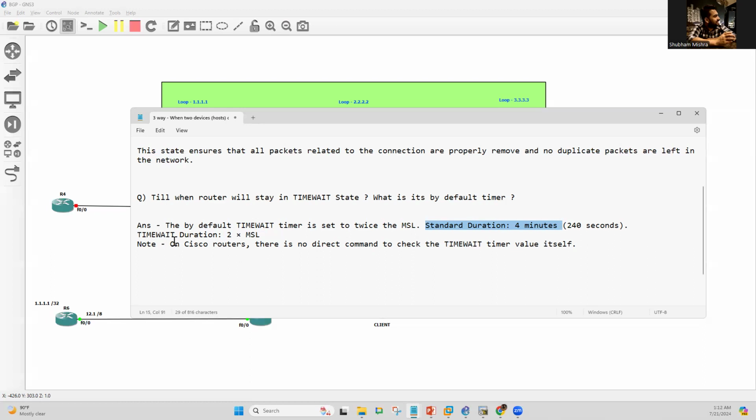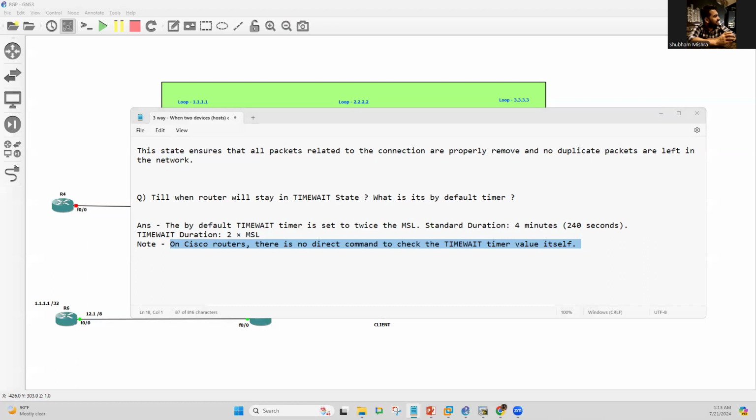Yes or no? On a Cisco router, there is no direct command to check the time wait timer value itself. There is no command by which you can check the time wait timer. But in the Cisco book, you will find the value is generally 2 times MSL. And on many Cisco routers, by default the MSL timer is 2 minutes. So that's the reason the time wait timer is 4 minutes. Getting my point, everyone? Yes or no?